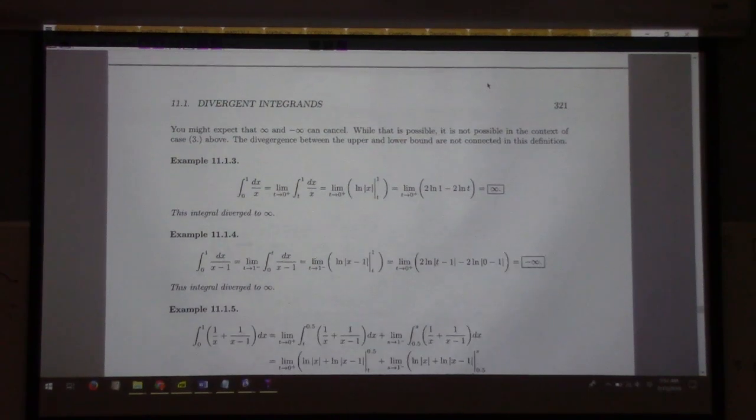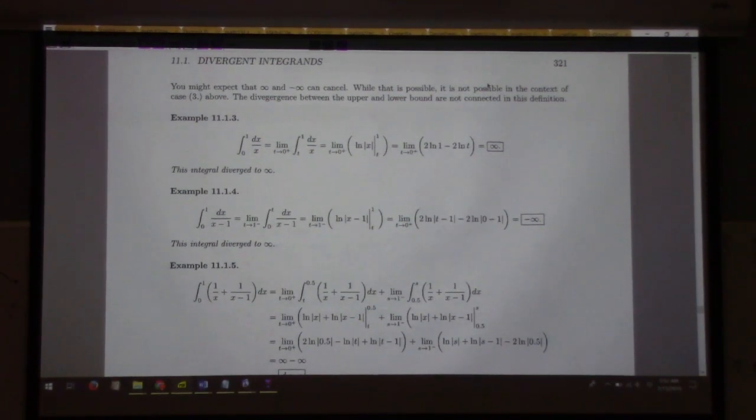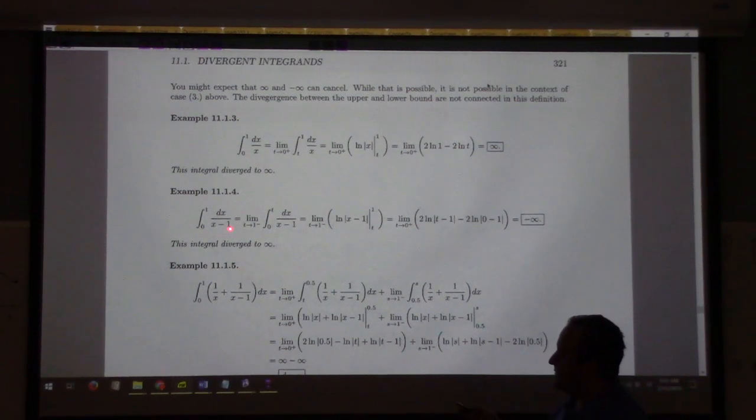So I think these are examples I actually did. Here's one I didn't do. Integral from 0 to 1 of dx over x minus 1 here. x equals 1 is where this is misbehaving, right? So I have to say limit as t goes to 1 from the left. You notice that this time I used a t instead of a b.